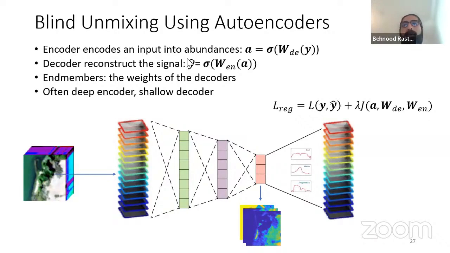Okay. Professor, can I ask one thing? Yes, go ahead. It's like you have mentioned, the encoder takes the input and produces the abundances, and then the sigma is working with the weight of the decoder with the input. Will it be the weight of the decoder or the weight of the encoder on the slide?